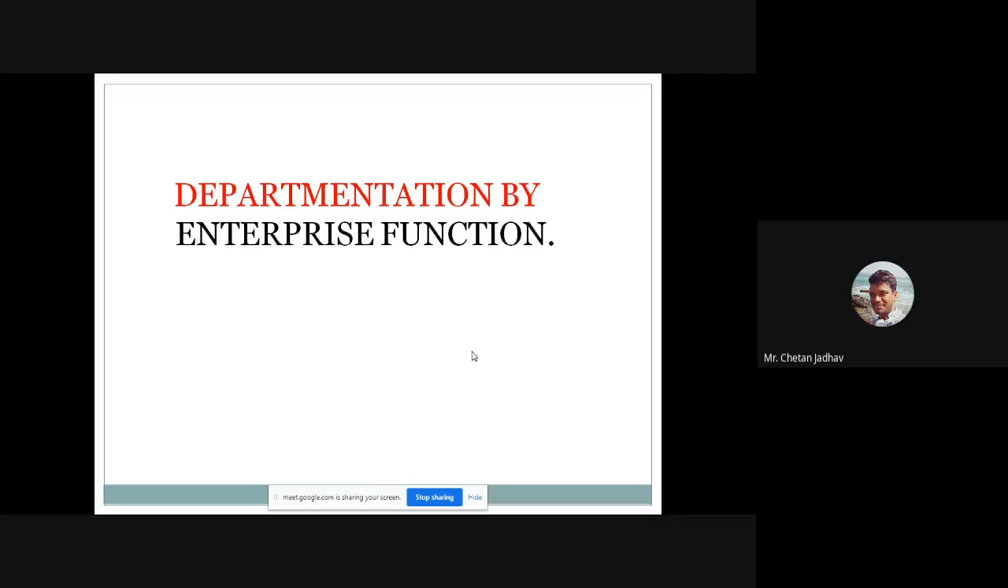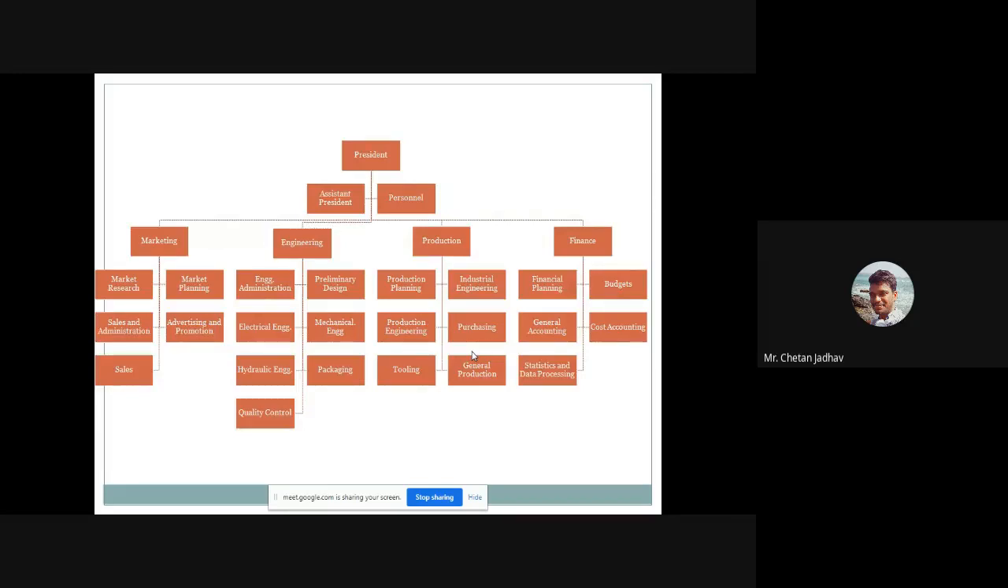So already I have discussed what is meant by enterprise functions. So we will see in details. Now you can see this is one of the flow charts. This is the best example of the first enterprise function, departmentation. Now you can take any one example of any organization, any company, any small scale industry.